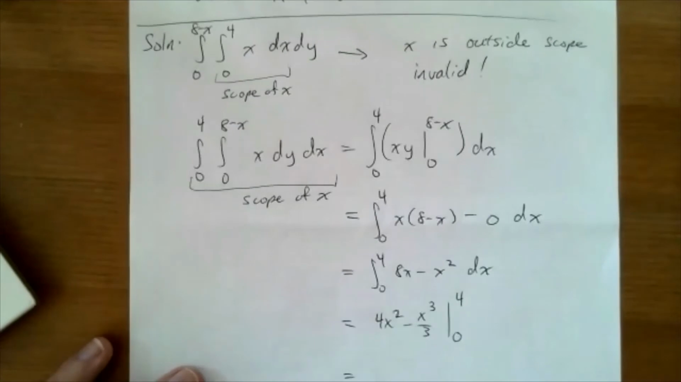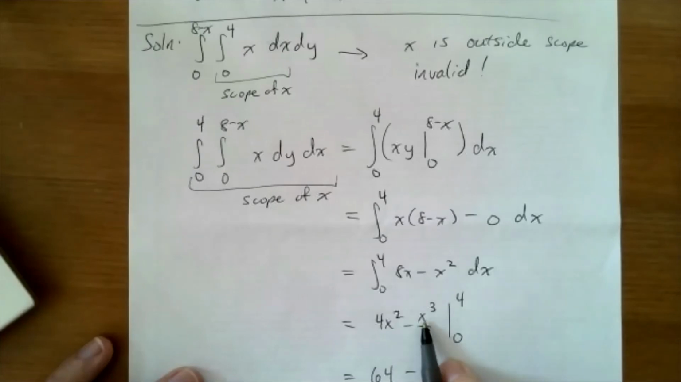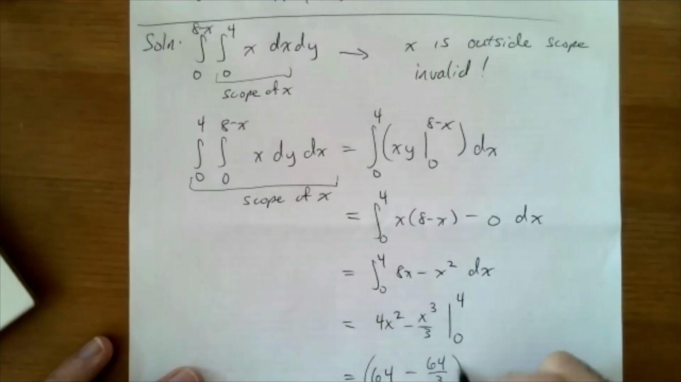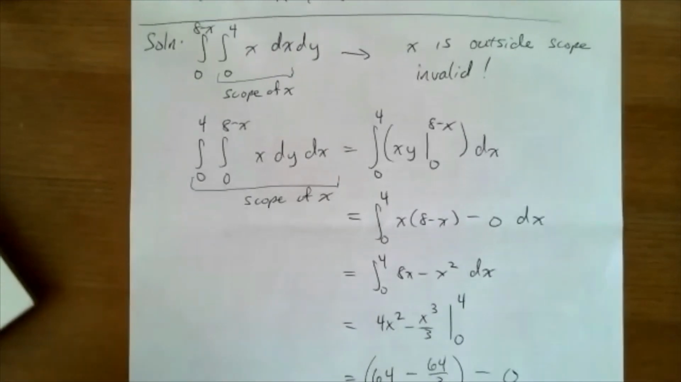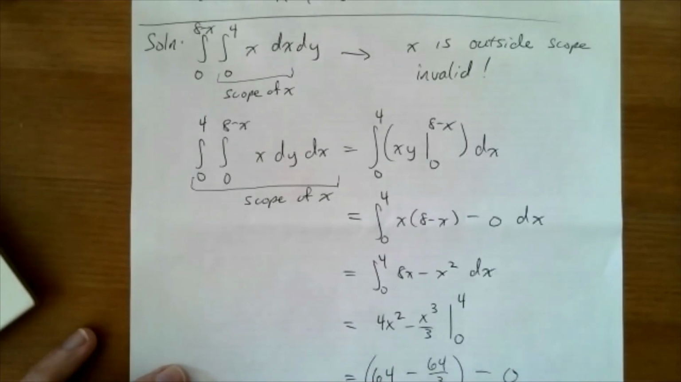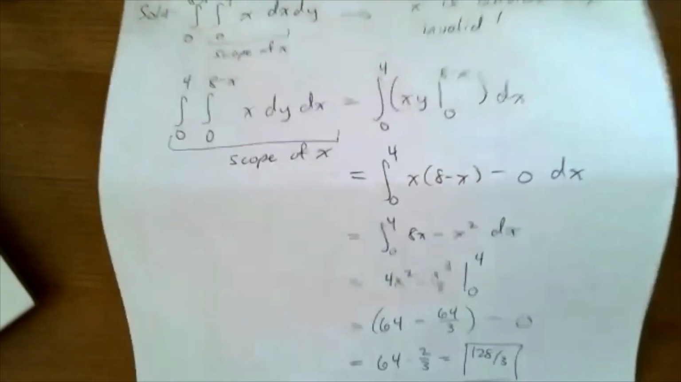Okay, so now we plug in 4. We get 4 times 16, which is 64, minus 4 cubed over 3, which is 64 over 3. And then when you plug in 0, you get 0, so minus 0. This comes out to 64 times 2/3, or 128 over 3. Oh, there it is.